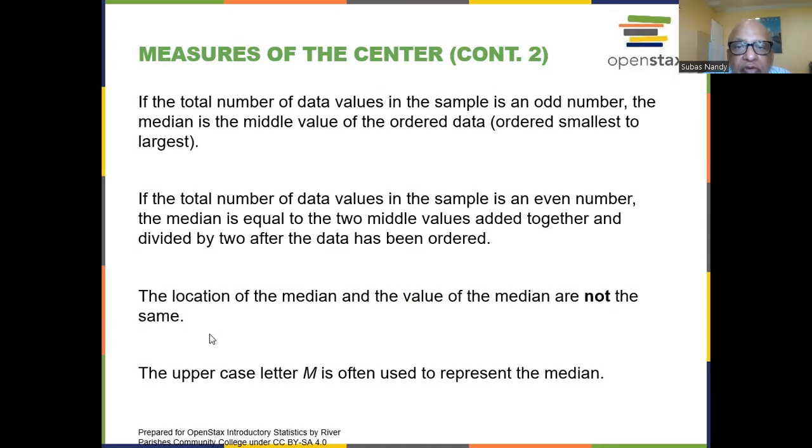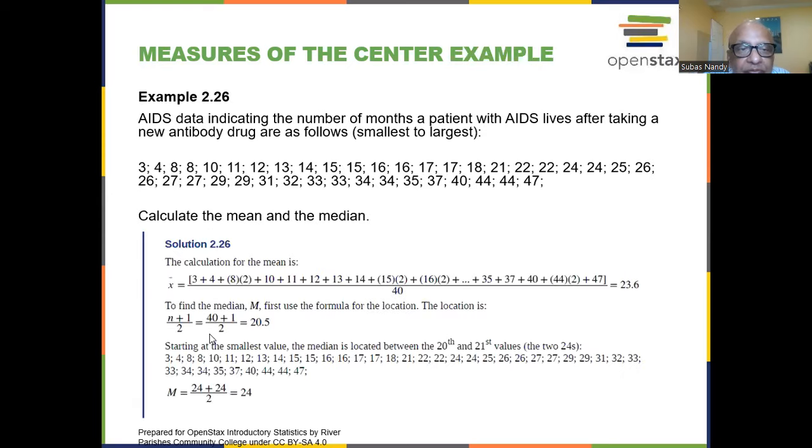If the total number of data values in the sample is an odd number, the median is the middle value of the ordered data, ordered from lowest to highest. If the total number of data values is an even number, the median is equal to the two middle values added together and divided by 2 after the data has been ordered. The location of the median and the value of the median are not the same. The uppercase M is often used to represent the median.